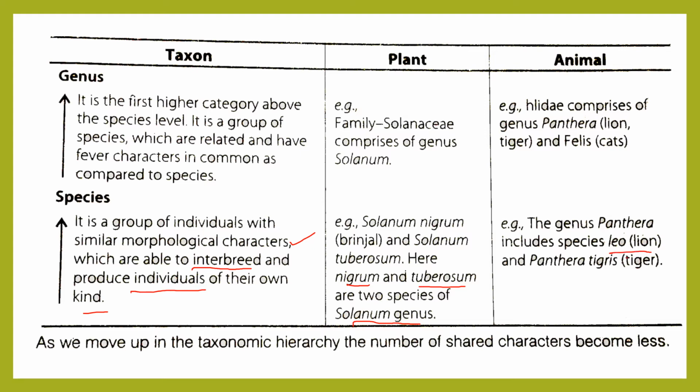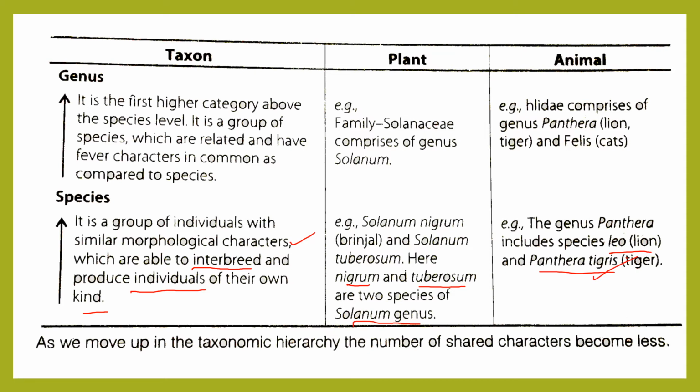Leo is a scientific name. A lion is a common name. And Panthera tigris is the scientific name for tiger. So Panthera includes the species leo. So Panthera leo: here Panthera is the genus, and the species is leo for lion. That means there is a common genus Panthera, but the species varies. In case of lion, it is leo. In case of tiger, it is tigris.